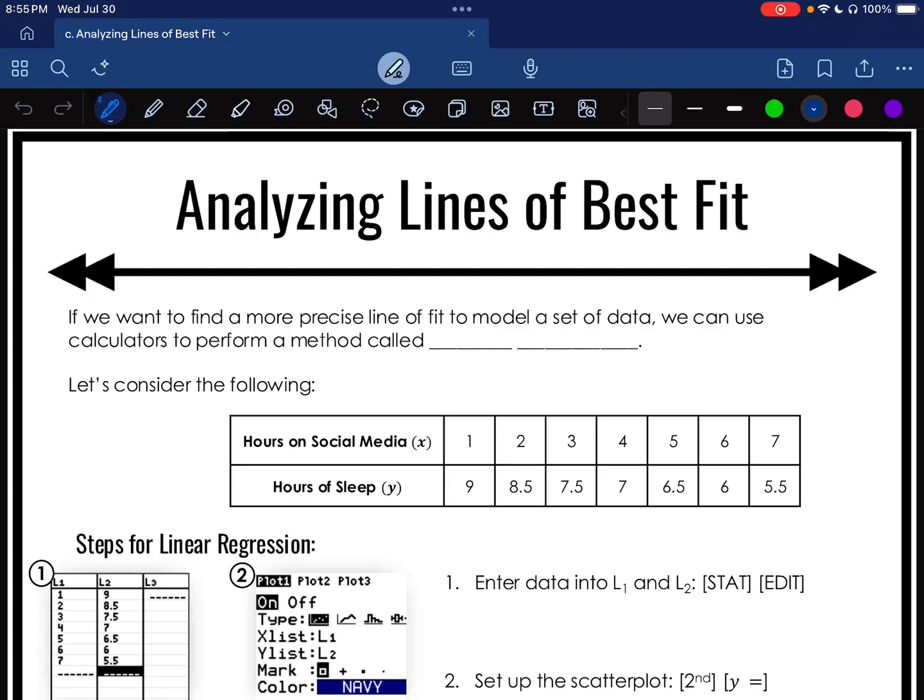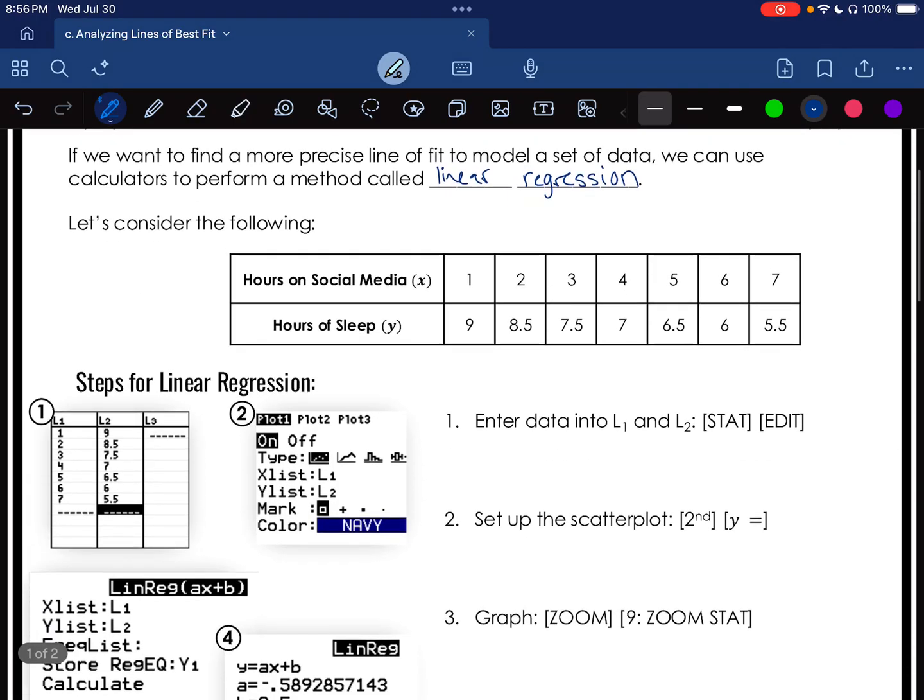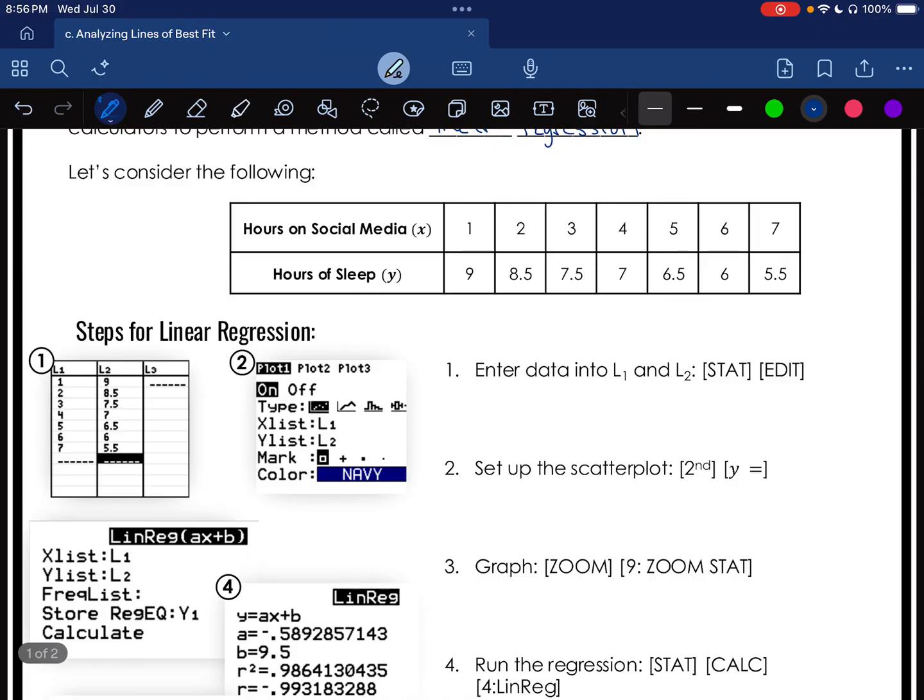So if we want to find a more precise line of fit to model a set of data, we can use calculators to perform a method called linear regression. So let's consider the following. Let's say we want to compare hours on social media with hours of sleep. I have the hours of social media for 7 individuals here as my X and their corresponding hours of sleep as the Y.